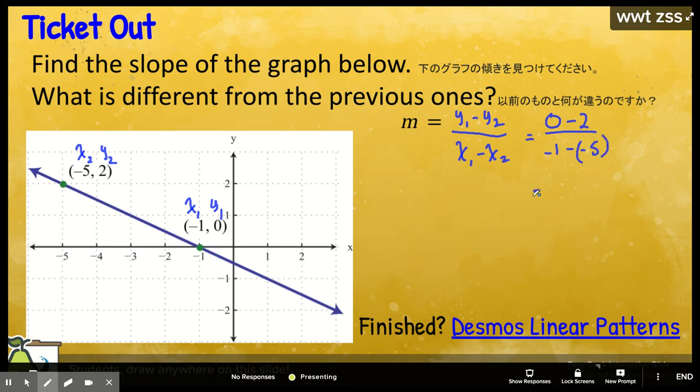Okay, let's simplify that. So 0 minus 2 is negative 2. Now, this is tricky. Negative 1 minus a negative 5. When we subtract a negative, we're actually adding, right? So that's going to be negative 1 plus 5, or 4. And we know this simplifies to negative 1/2. So we use the coordinates. We had the option there to use the graph. Let's look at one where we don't have the option, we just don't have the graph.